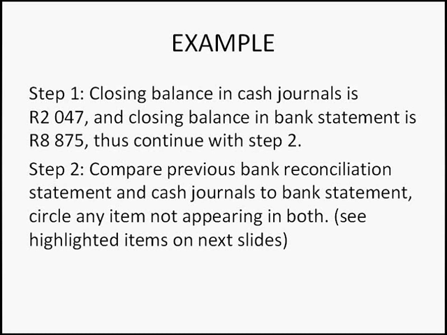I suggest that you pause the recording here and first do this for yourself. In other words, go and look at the bank reconciliation from the previous month. Tick off any items that now appear on the new bank statement and circle any items that do not appear on the bank statement. And then do the same with the cash payments and the cash receipts journal that was given. Tick off any items that you can find on the bank statement and circle any items that you cannot find on the bank statement. And once you've done that, continue watching this recording.